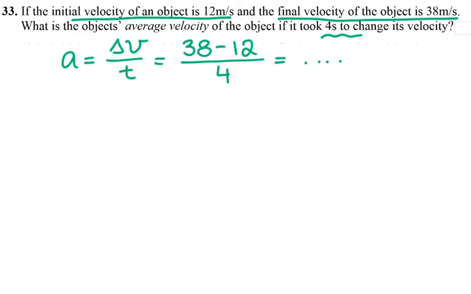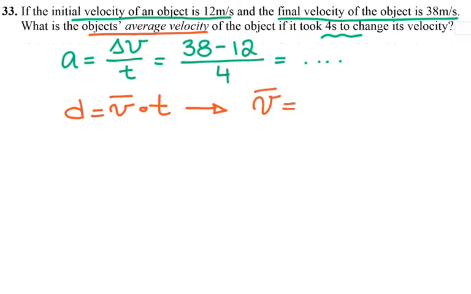But they didn't ask you acceleration, they asked you average velocity. But for average velocity, the distance is equal to average velocity times the time. You need the distance, but you don't have the distance. But you always have to remember that sometimes you can use this. Average velocity is initial plus the final divided by 2. You don't even have to use the time that they give you.